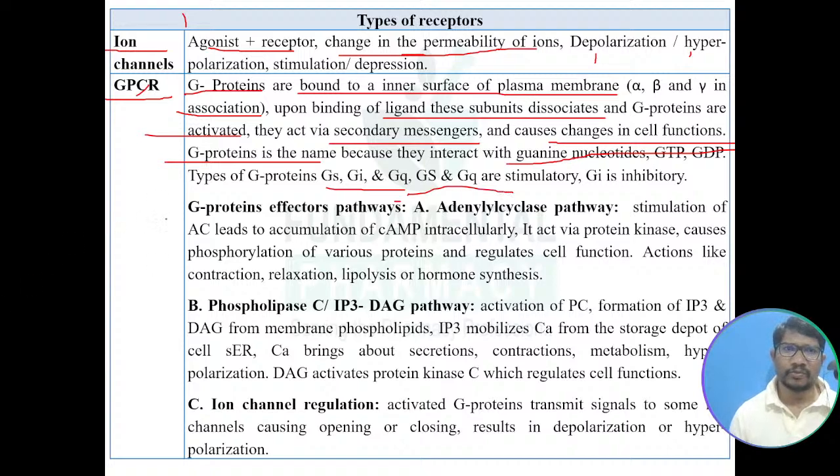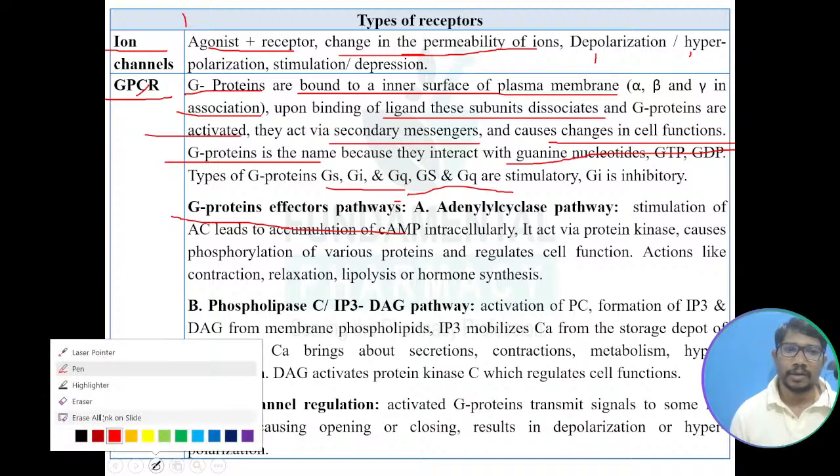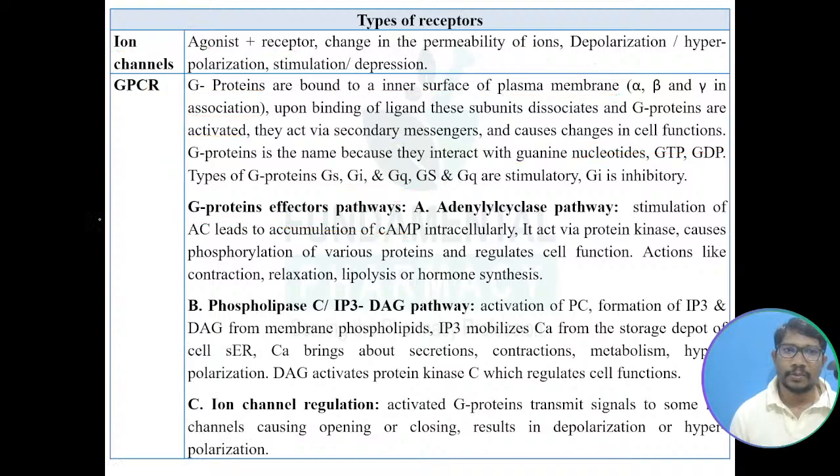Now effector pathway is also important for GPCR. है ना? What are the effector pathways? इसके ऊपर question आता ही आता है. What are the effector pathways? Already एक बार आ चुका है. So there are different effector pathways. G protein coupled receptor effector pathways. First one is nothing but the adenyl cyclase pathway.